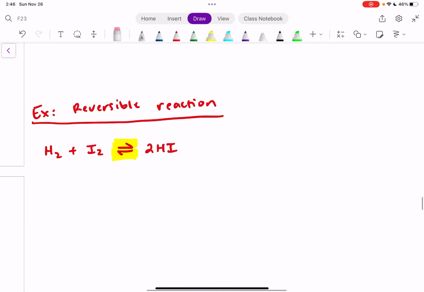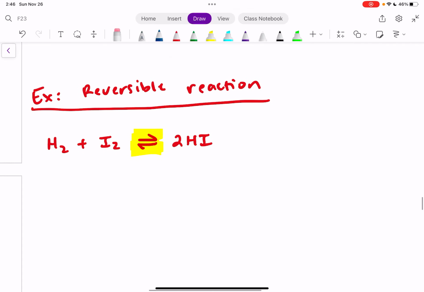So for example, one of those reactions is reacting hydrogen gas with iodine, and we get out hydroiodic acid. But what can actually happen is we can get a reverse reaction to occur where our hydroiodic acid actually back reacts and produces H2 and I2 again. So this would be an example of a reversible reaction.